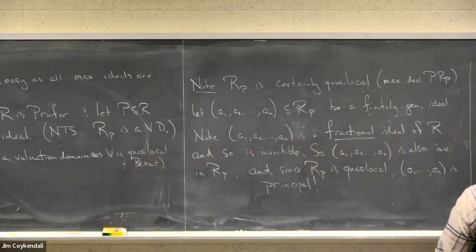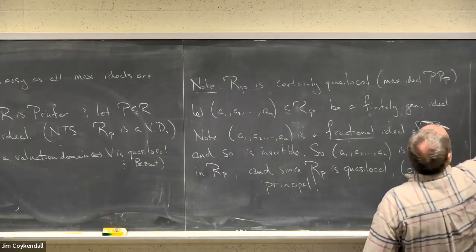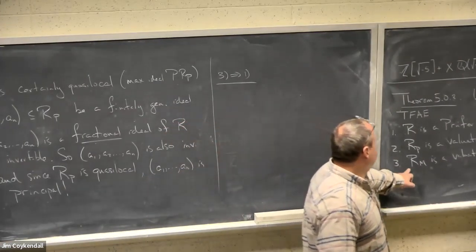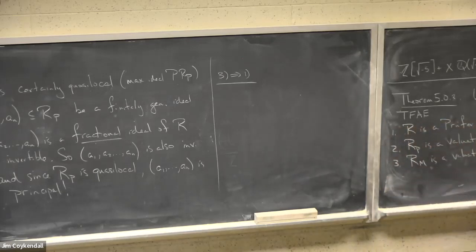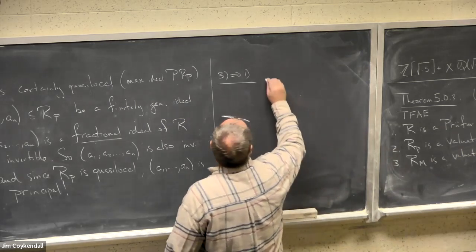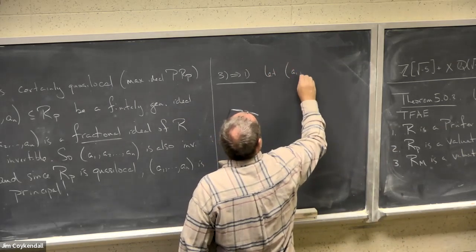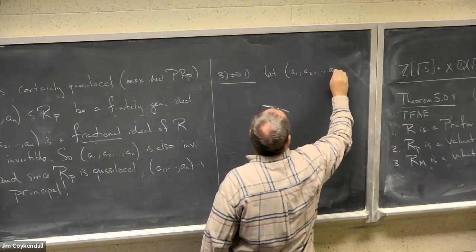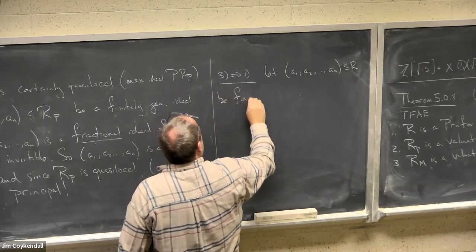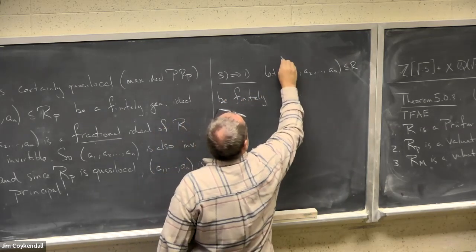Okay. And finally, I think there's kind of shades of this in the next one. What do we got? We got 2 implies 3, 1 implies 2. So I guess we need 3 implies 1. So we've got this right here. We want to show that R is Prüfer, so we need to show that every finitely generated ideal is invertible.